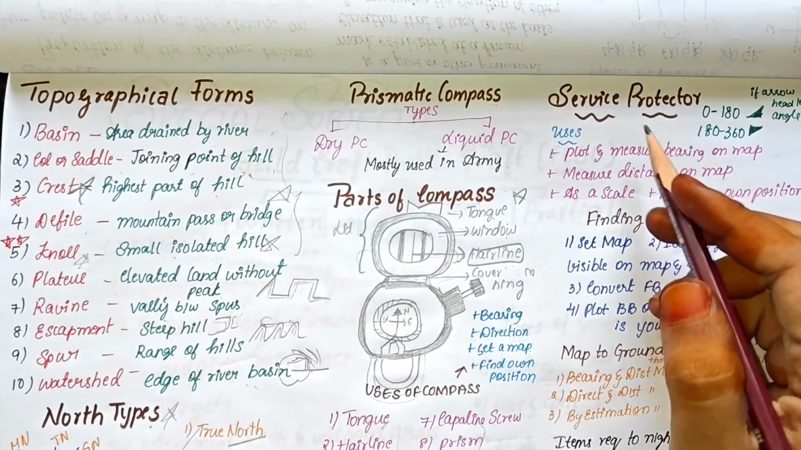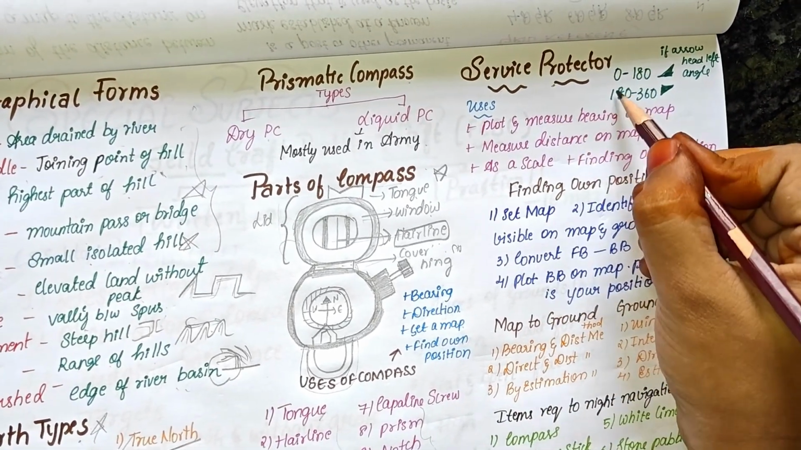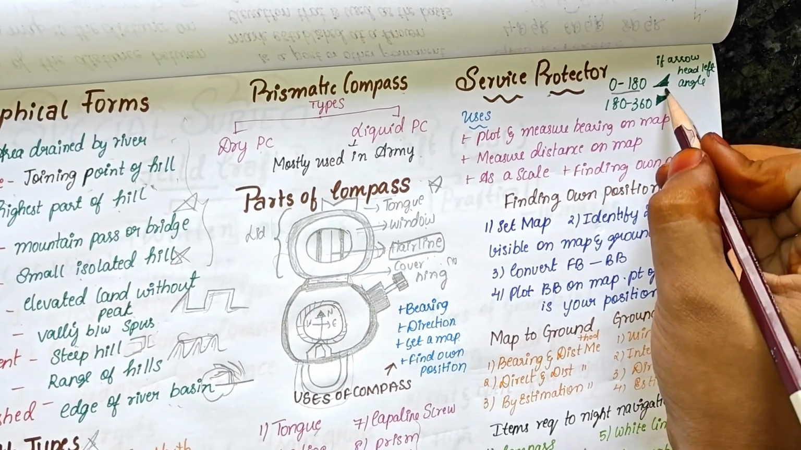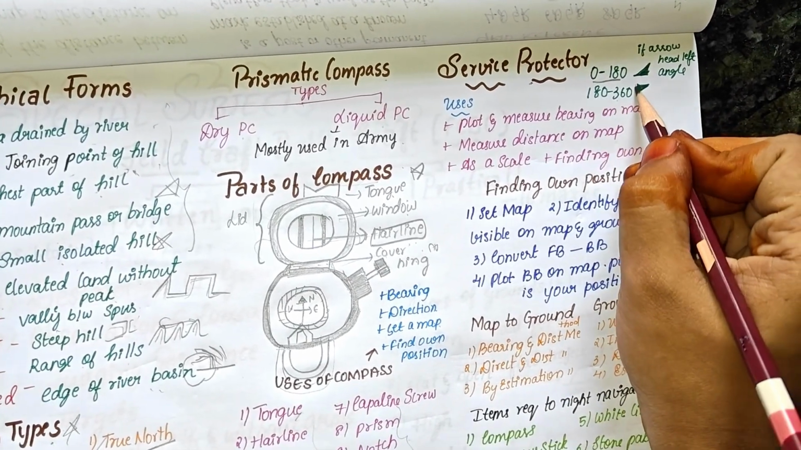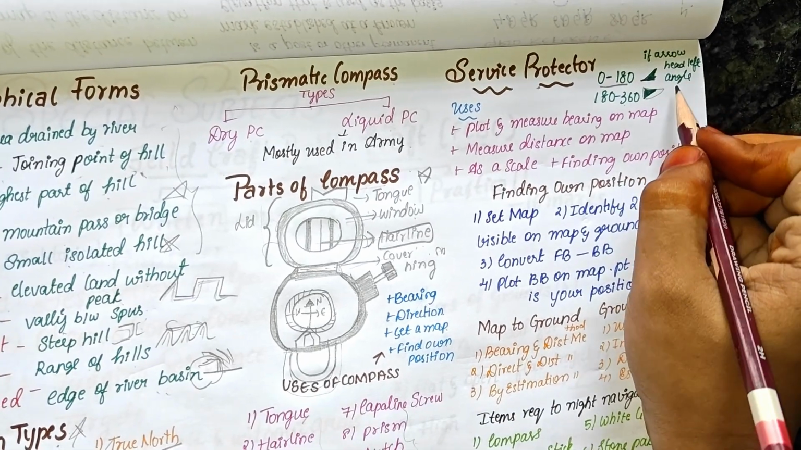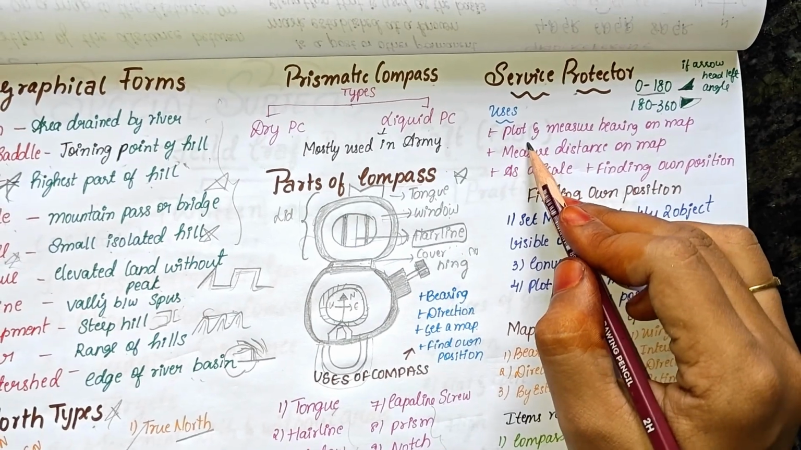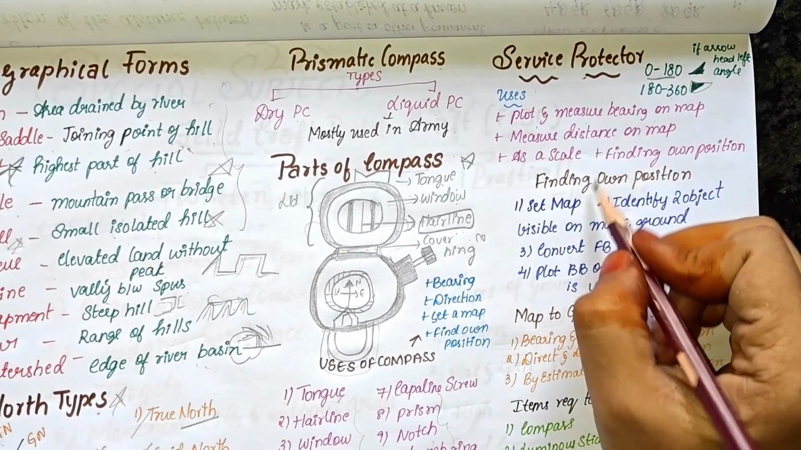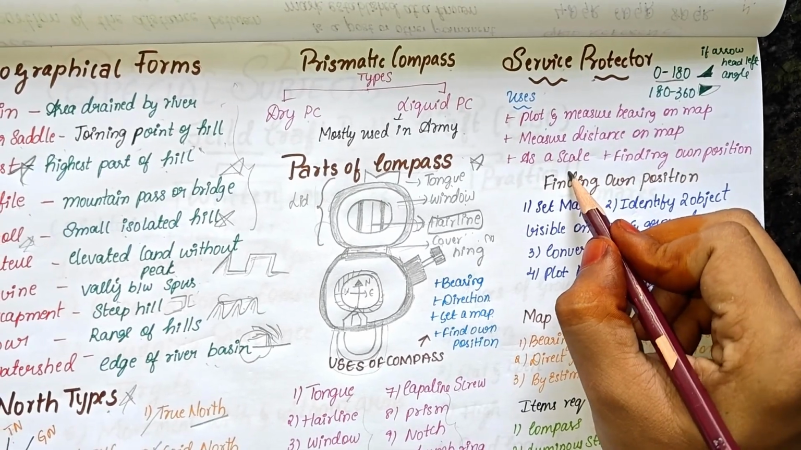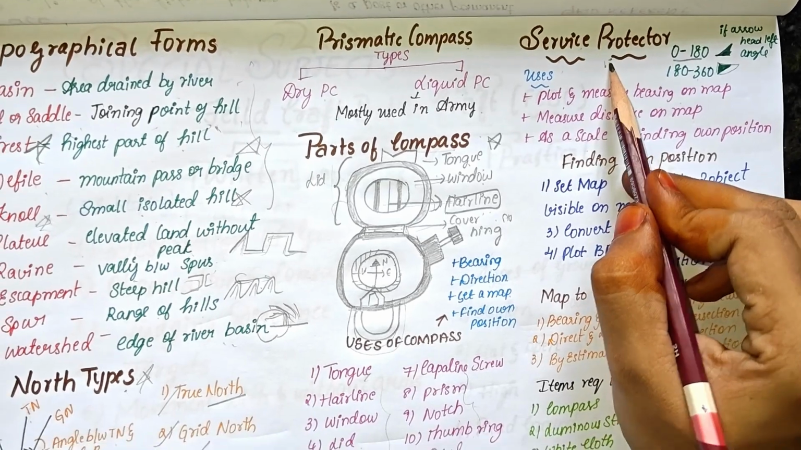Okay. Next, coming to the service protector. 0 to 180 degrees will be an angle like this, and 180 to 360 will be an angle like this, if the arrowhead is towards the left. What are the uses of the service protector? The service protector is used to plot and measure the bearing on the map, and it is also used as a scale. It is used for finding your own position. It also measures the distance on the map.